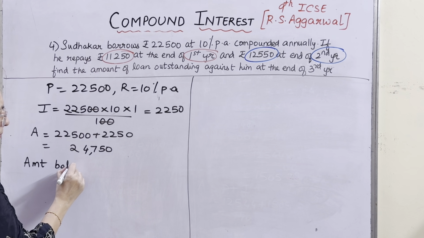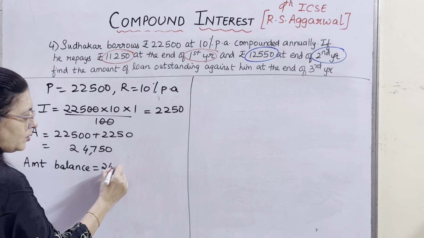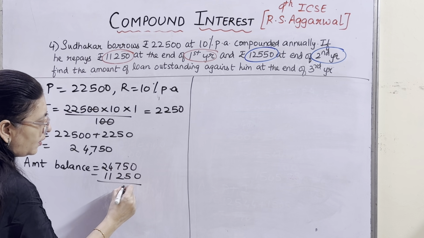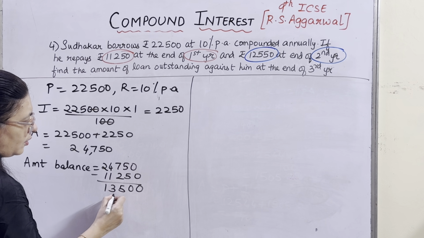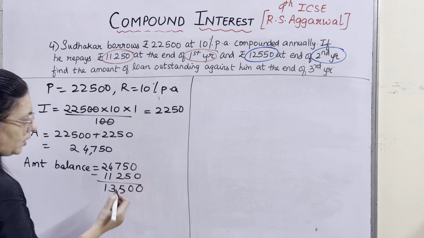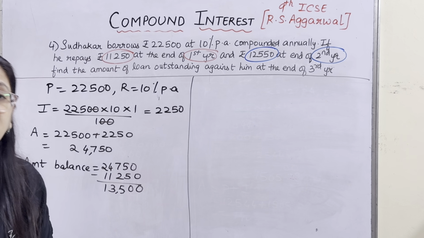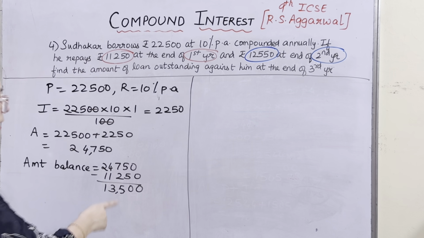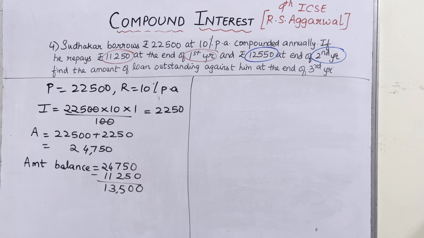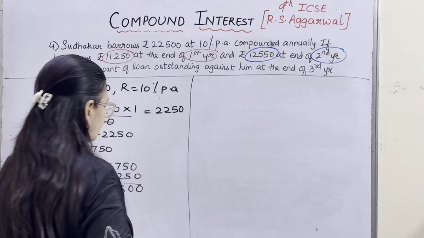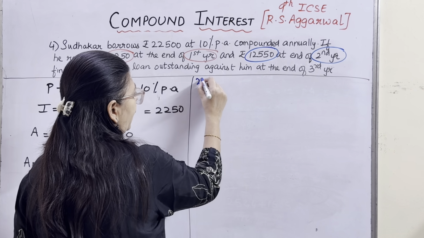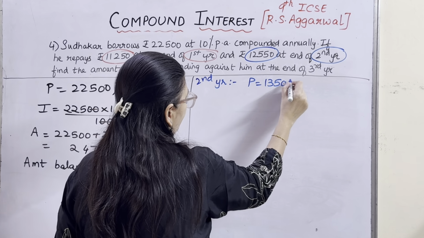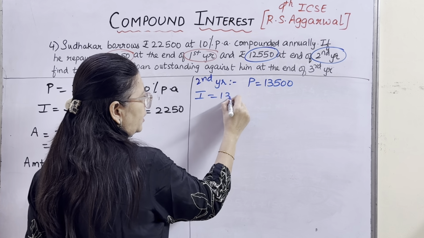So what is the amount being balanced? Amount balance would be 24,750 minus 11,250. That means 13,500 is the balance which he has still to pay. Okay. So for the second year, this will become the principal. Okay. Now let's go to the second part. Second year. So for the second year, what is the principal? Principal is 13,500.